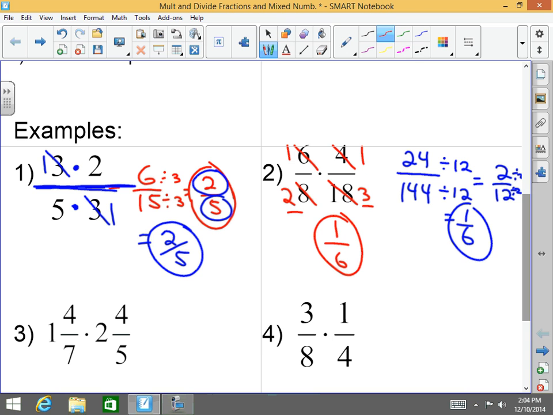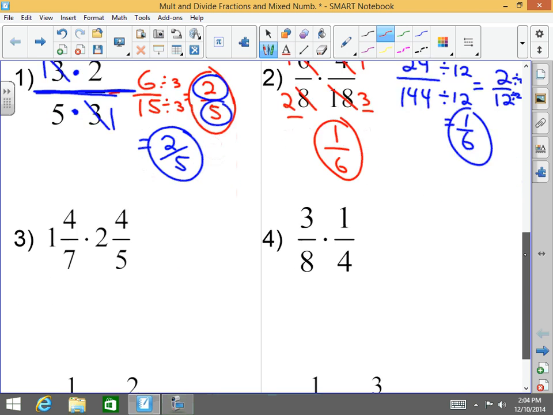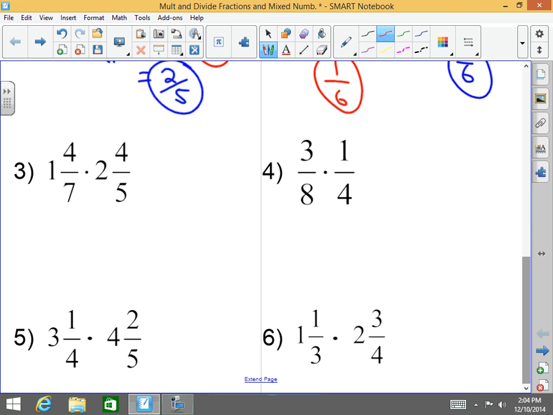Now, the only danger there, if you don't know your common factors, you can mess up. So do whichever way makes sense to you, whichever way you're comfortable with. Mixed numbers, you have no choice. You have to convert them into an improper fraction. 7 times 1 is 7 plus 4 is 11 sevenths times 2 times 5 is 10 plus 4 is 14 fifths. Okay, those are big numbers.